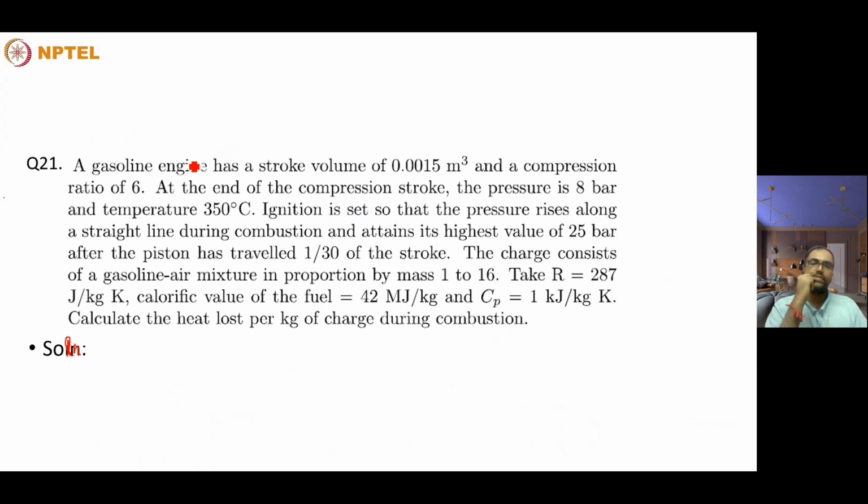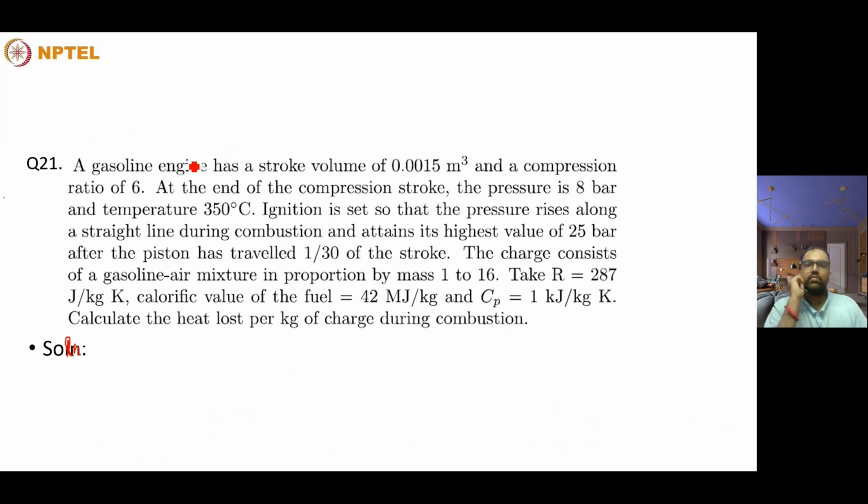Take the gas constant value equal to 287 joule per kilogram Kelvin, and calorific value of the fuel 42 megajoule per kilogram. Cp, the specific heat of air, is equal to 1 kilojoule per kilogram Kelvin. Calculate the heat lost per kg of charge during combustion. We have to calculate the heat loss per kg of charge during combustion, and we know the R value of air, Cp value of air, and calorific value of the fuel.